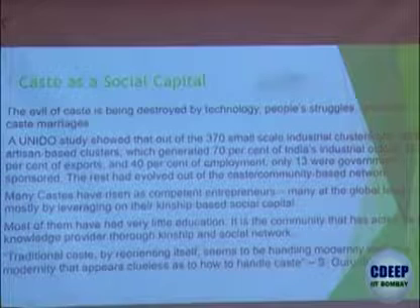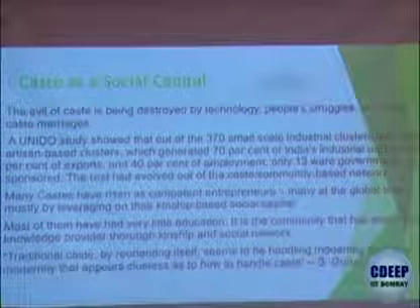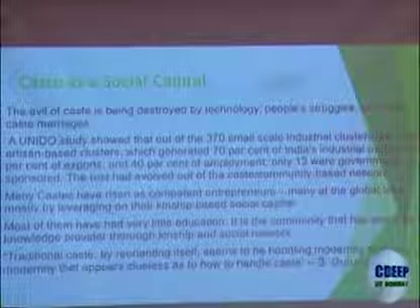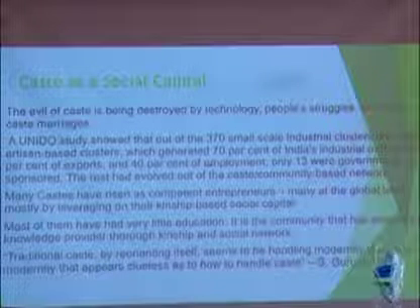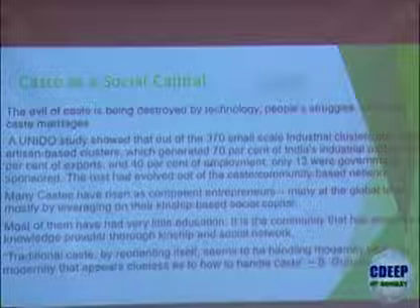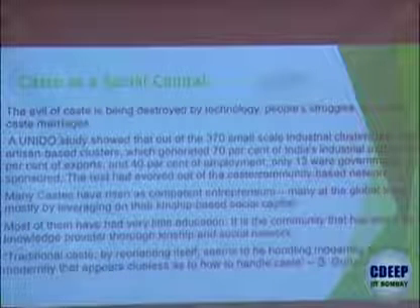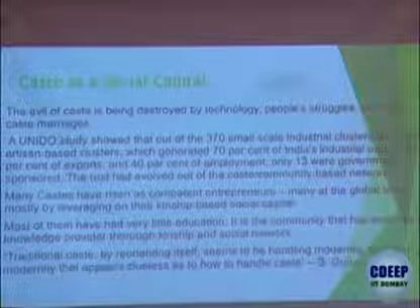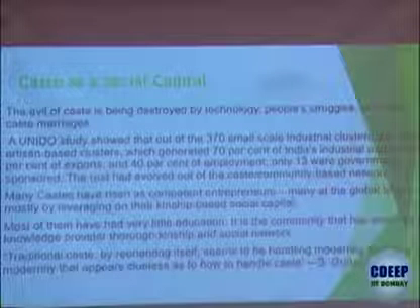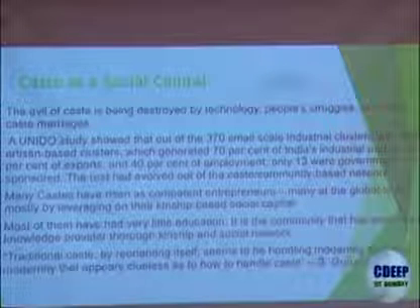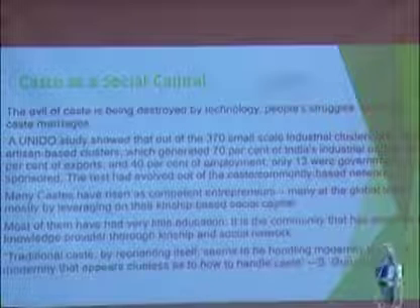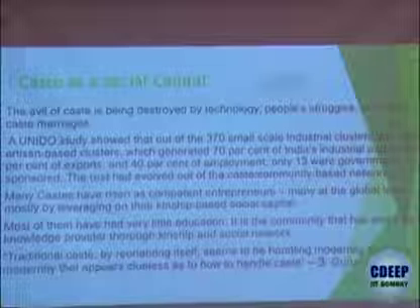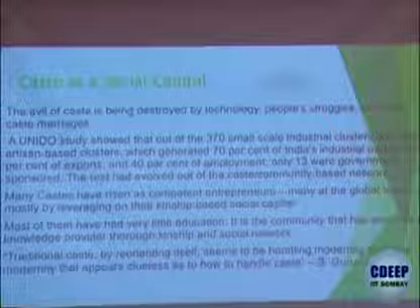Next. So there are some evils of the caste-based system, but they are being destroyed by technology, people's struggle and inter-caste marriages and things like that, so people are trying to avoid those things. A study shows that 70% of India's industrial output and 66% of the exports have been done through small industries and caste-based clusters, out of which only 13 were government-sponsored and the rest had evolved through caste and community.